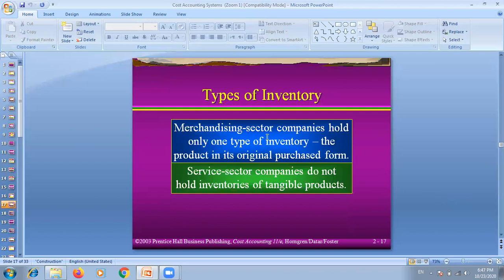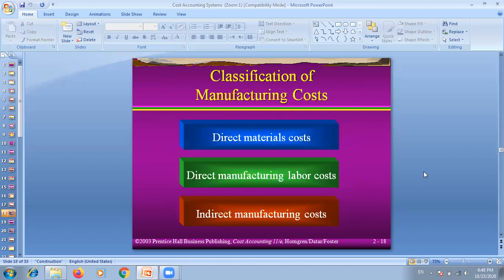What about types of inventory regarding merchandising sector companies? They hold only one type of inventory, the product in its original purchase form. So I purchased the chair. I will sell the chair as it is. So I have just one kind of inventory, that is the finished product I am selling to the customers. Service sector companies do not hold raw material, work in process, or finished product, because these tangible products have nothing to do with them, because they render services.